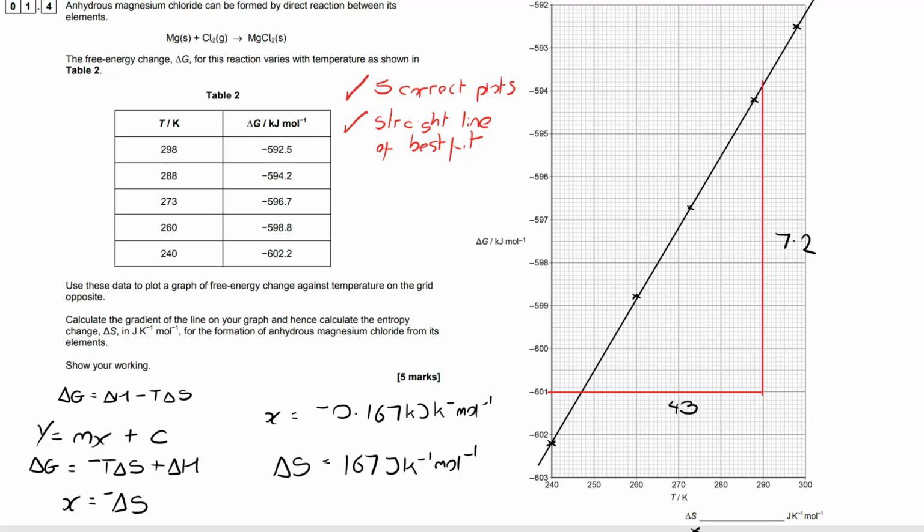From there, I get that delta S is 167 joules per Kelvin per mole. So I've converted back to joules per Kelvin per mole by multiplying by 1,000.